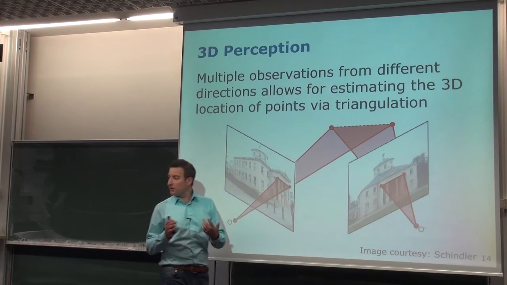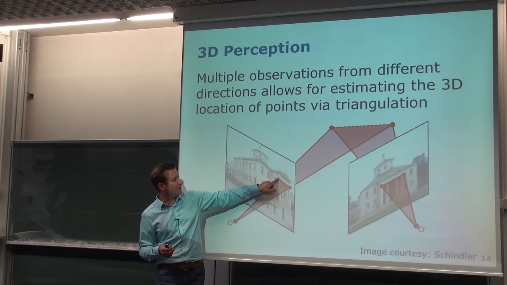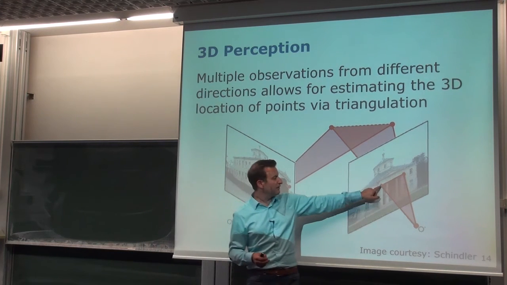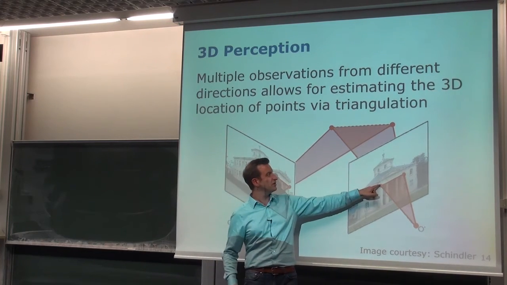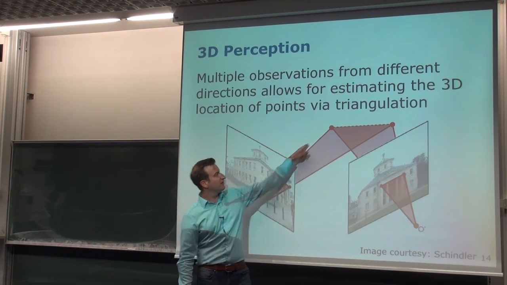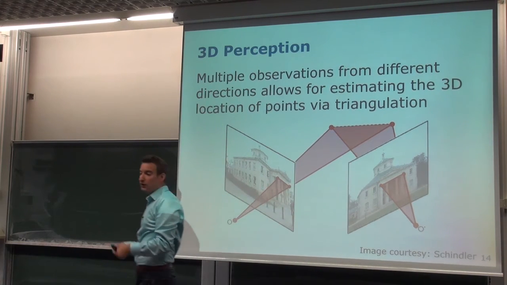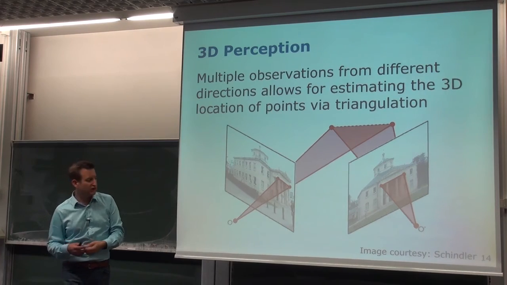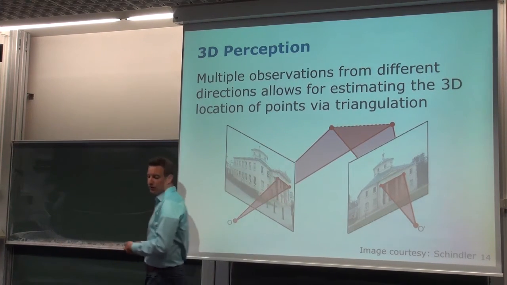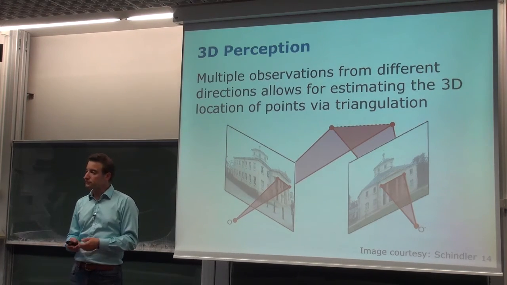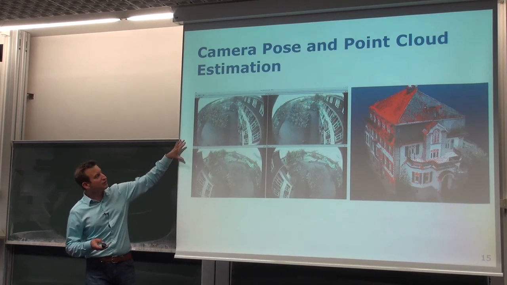And if I know the corresponding points, what I was referring to before, so if I know that this pixel over here corresponds to this pixel over here, so this is the same object in the scene which is pictured, then I can actually estimate that this is the 3D location of the object in the world. So by taking multiple images and by knowing from which locations those images have been taken, I can reconstruct the full scene.